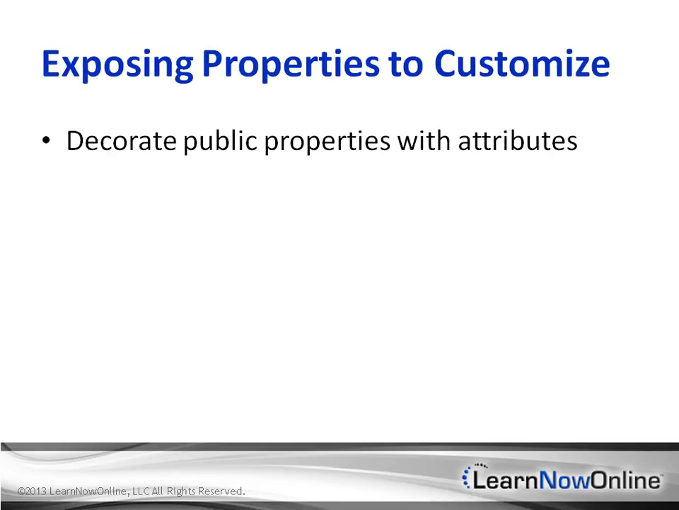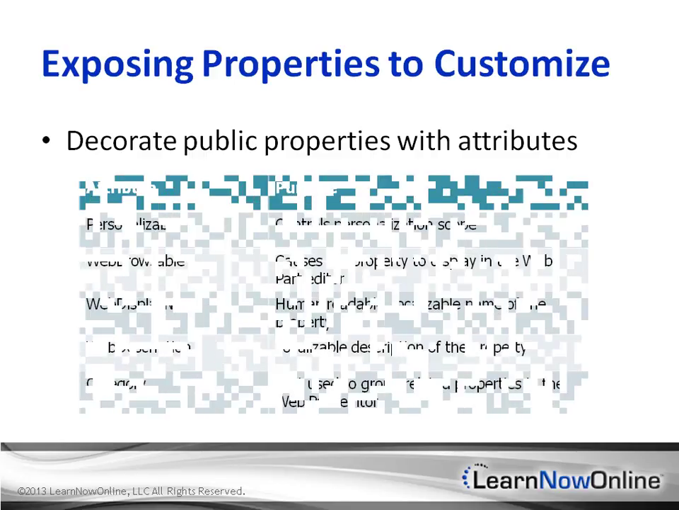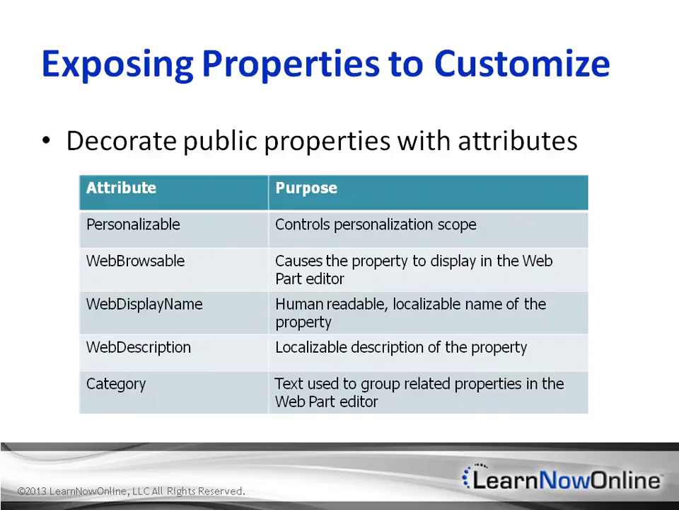So the way properties work in web parts for customization is that you create a public property on your web part and you just decorate it with the personalizable attribute. Personalizable will control the personalization scope. If it's web browsable, then that will cause the property to show up in the web part editor. So when you go to edit the web part, then you'll see it.